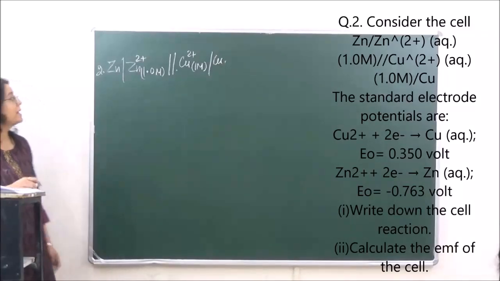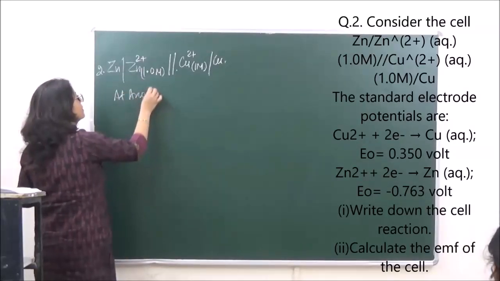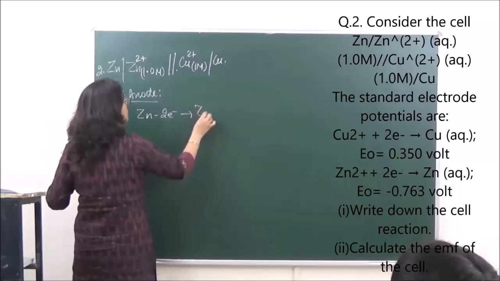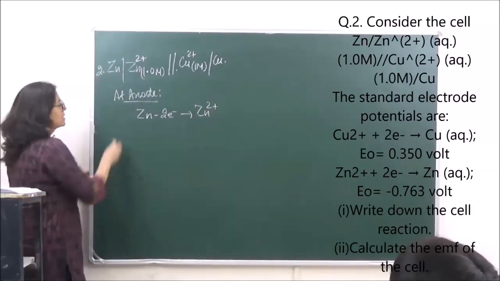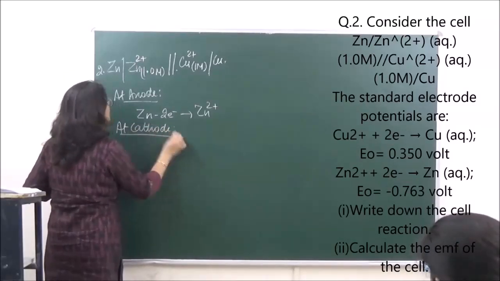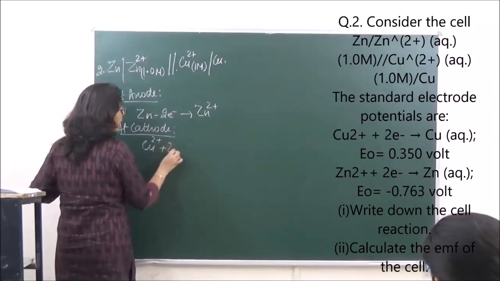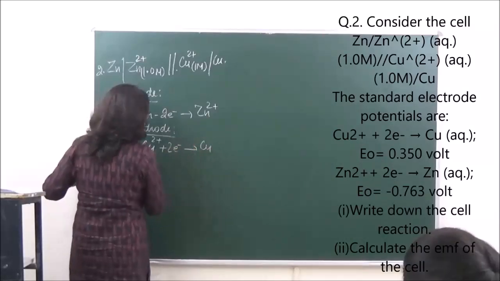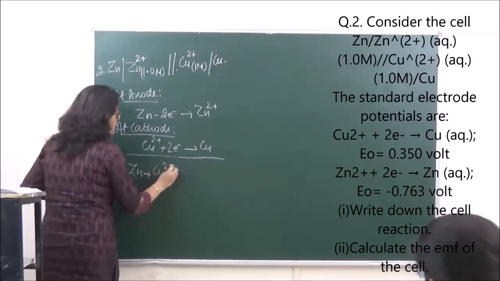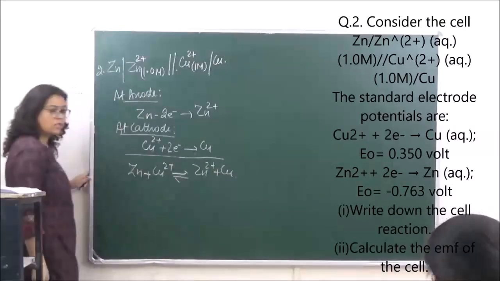So cell reaction at anode, what is happening? Zn loses 2 electrons to enter into Zn2+ state. At cathode, Cu2+ is going to gain 2 electrons to give us Cu. Overall reaction is going to be Zn plus Cu2+ to give us Zn2+ plus Cu. This is going to be the overall reaction, right?